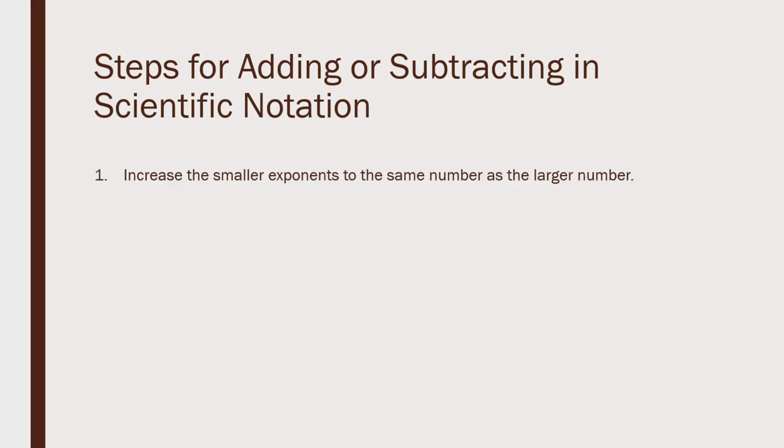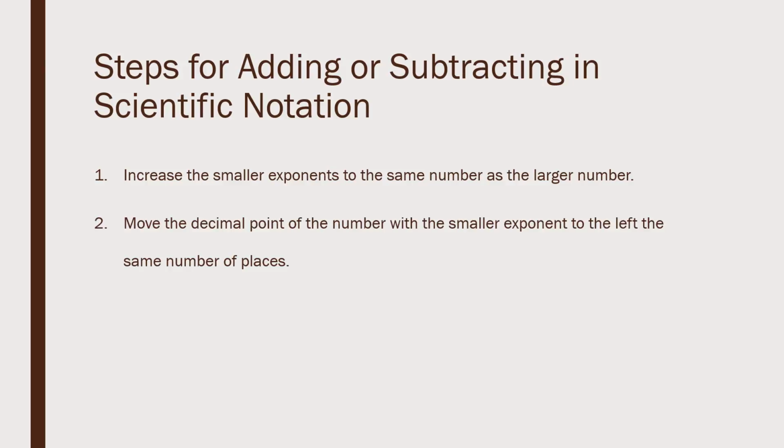Okay, so your steps for adding or subtracting. Your first step is to increase the smaller exponents to the same number as the larger number. Before, when we had different exponents, we could use the product and quotient rule to be able to simplify it. You can't do the same thing with adding or subtracting. All your exponents need to be the same.